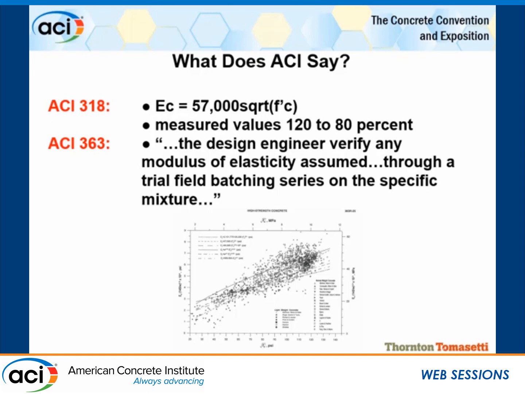My committee, ACI 363, High Strength Concrete Committee, says the design engineer would be wise to verify the modulus of elasticity based on pre-construction testing and in situ or site testing. All of these are very good things. The ACI 363 document also has the infamous scatter plot that I'm sure you've all probably seen that's caused me no end of difficulty around the world on many projects, because it implies, and people have actually stated this, that 57,000 square root f'c will generally overestimate the modulus of elasticity. I don't think that's necessarily true. I think that's a very broad overstatement of the problem.